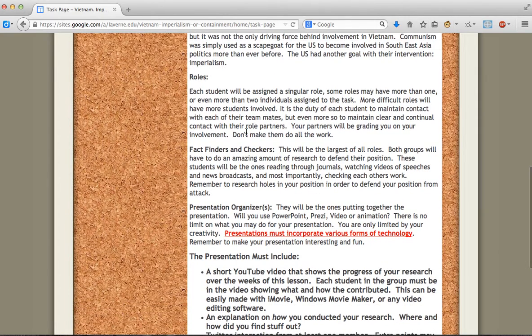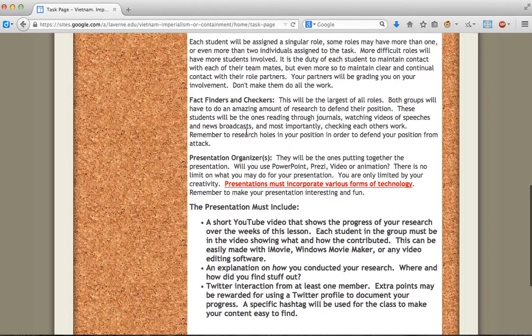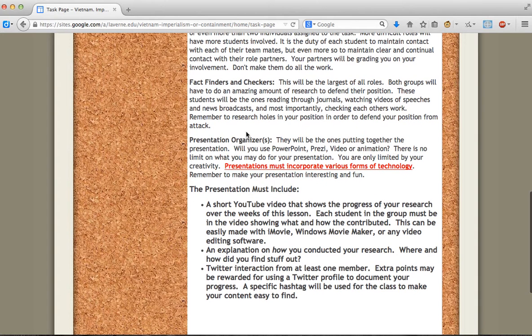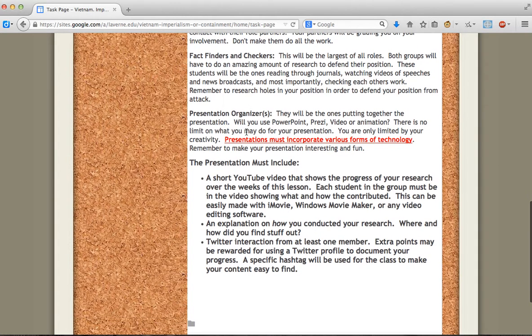Roles are pretty basic. There's going to be people that are fact finders, fact checkers. Some will be assigned to only look on YouTube or look at old war footage. Others will have to go through databases, magazines, and borrowing old books. Then we'll have presentation organizers. Those are the ones that are going to deal mostly with technology, putting together a cool presentation, whether it's PowerPoint, Prezi, videos, or animations.